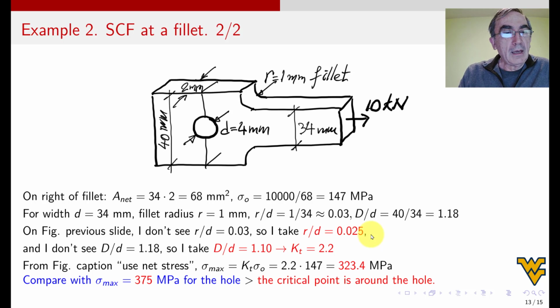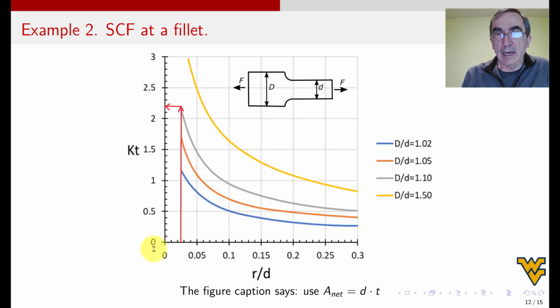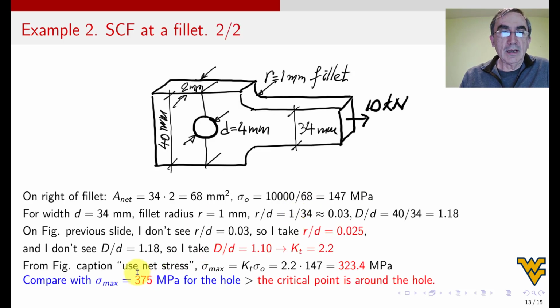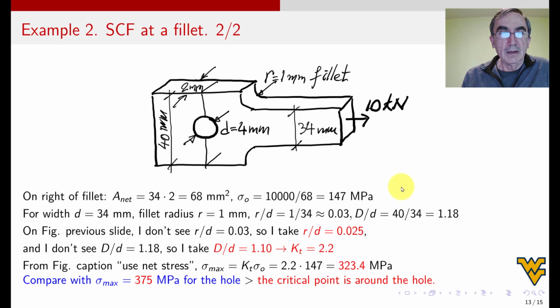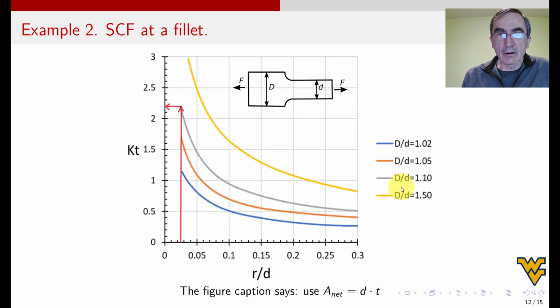And so I don't see D over d 1.18, and so I take 1.10. Yeah, this remains true. 1 point whatever is not there, so I take 1.10, which is the gray line. Couldn't I pick 1.20? No, it jumps to 1.50. So no, 1.18 is closer to this, so I pick the gray. Okay. So I take that, and then I go here, and of course with my 0.025 I go there, and I get this number, which is 2.2.